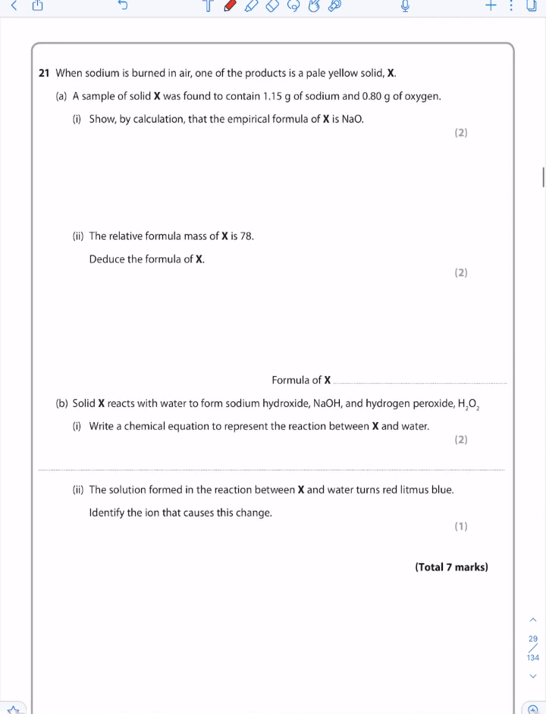Question 21. When sodium is burned in air, one of the products is a pale yellow solid X. A sample of solid X was found to contain 1.15 gram sodium and 0.80 gram of oxygen. Show by calculation that the empirical formula of X is NaO. So here we put the Na and the oxygen. Here 1.15 gram sodium, 0.80 gram oxygen. This is the mass, and we divide the mass by the atomic mass to calculate the moles. So this over 23 and this over 16.